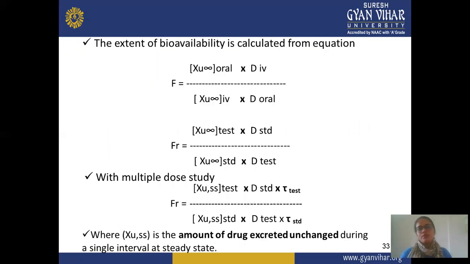The extent of bioavailability is calculated by the equation Xu infinity oral divided by Xu infinity IV, in this absolute bioavailability and relative bioavailability. It is also the ratio of Xu infinity test into D standard divided by Xu infinity standard into D test, meaning you just change the formulation, test and standard, instead of the route. With a multiple dose study, this relative bioavailability FR is equal to Xu,ss test into D standard into tau test divided by Xu,ss standard into D test into tau standard, whereas Xu,ss is the amount of drug excreted unchanged during a single interval at steady state.